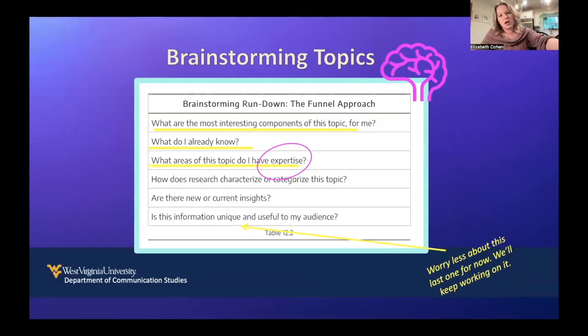This was the brainstorming section of chapter 12 in your book, and these are questions that it suggests you go through to think about topics that you might want to talk about for an informative speech. I want to really highlight these first three, though, because the goals of your speech in this class are a little bit more specific than just information about anything.